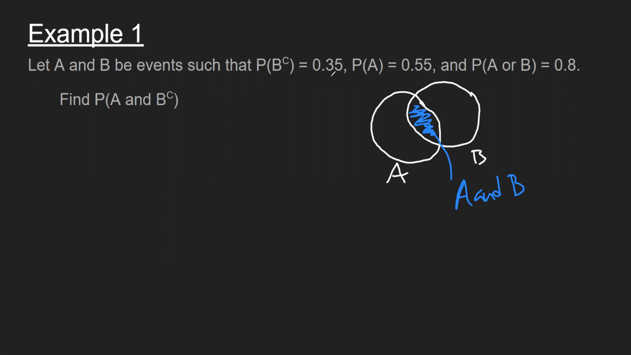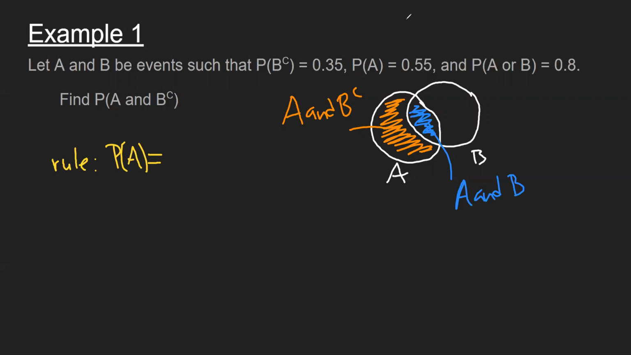Now, next to that on the left here is everything in circle A, but at the same time, you'll notice it is not in circle B. So this is how we would express the orange part. Now, I do have a rule, and the rule says you can partition circle A into those two pieces that we just shaded in. So the orange piece, which is A and B complement, and then also I can add in the blue part, probability of A and B.